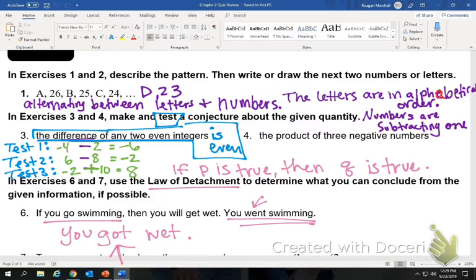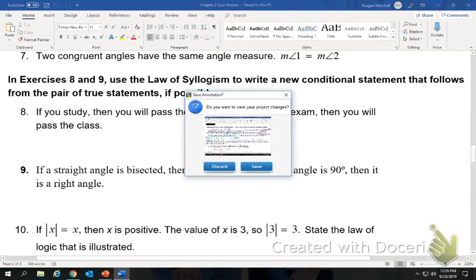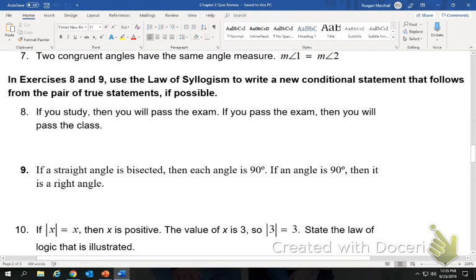The next one is the law of syllogism. It's different. It's very different. What kind of answer are we looking for in the law of syllogism? It's in the directions. A new conditional statement. What does a conditional statement look like? If and then. So your new answer is going to be if and then. So use the law of syllogism.